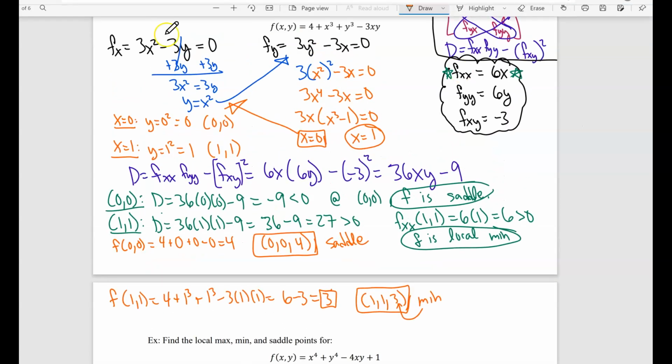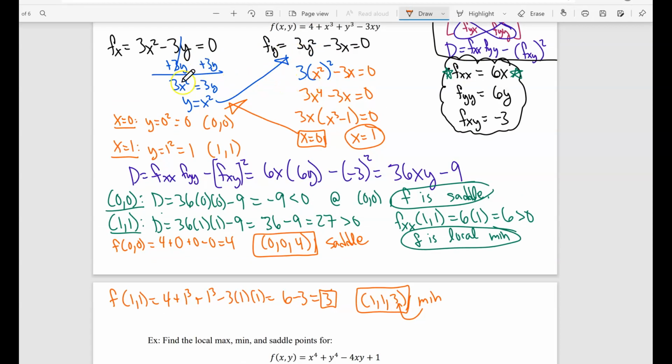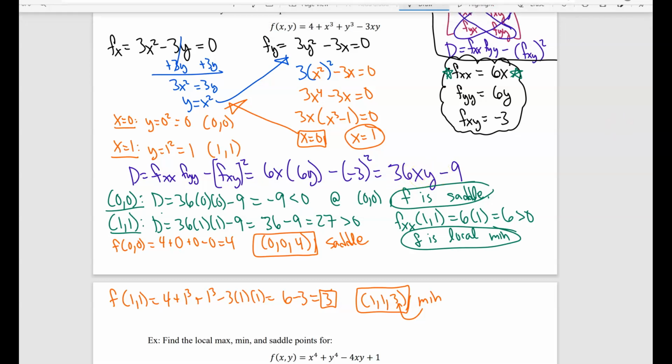So first step, take your critical points. Solve a system of equations. Get your second derivatives ready. And then find the value of d, plug them in, and then classify them. Okay. One note that I will tell you is that not all the time are you going to get an actual nice answer with x's and y's. You might just get a number, and then the point will just classify itself.